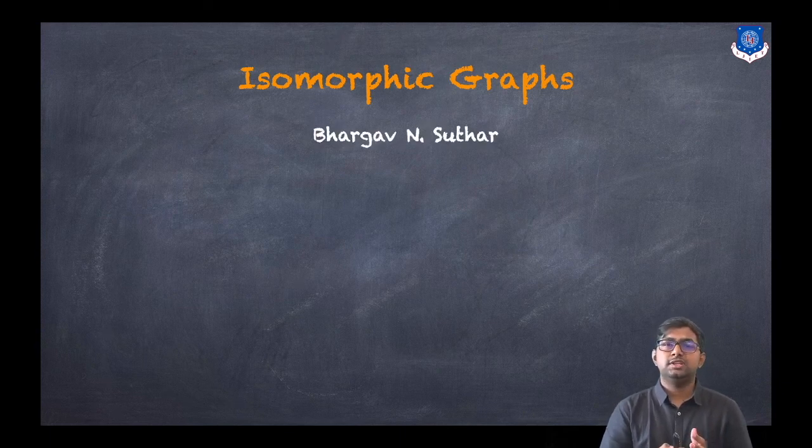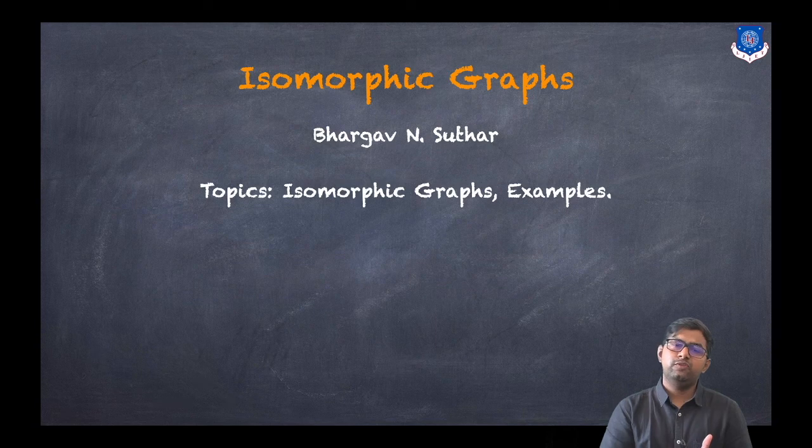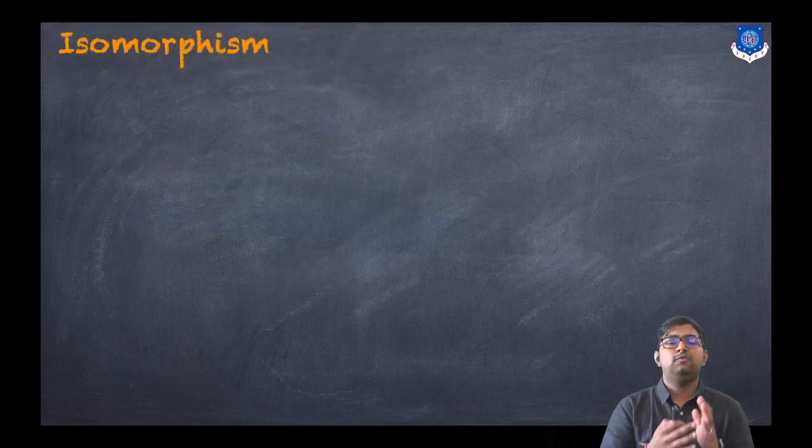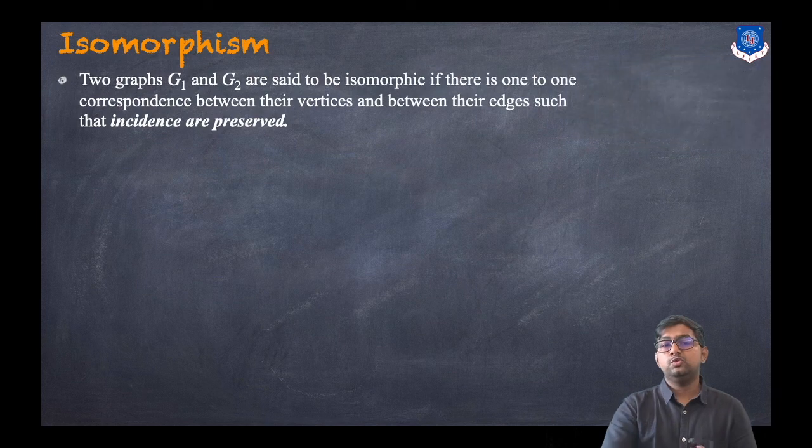In today's session we will discuss what an isomorphic graph is and how to check whether two graphs are isomorphic or not. First, let us understand what isomorphism is. Two graphs, G1 and G2, are said to be isomorphic if there is a one-to-one correspondence between their vertices and between their edges such that the incidences are preserved. What is this incidence? We will discuss it later in the examples.